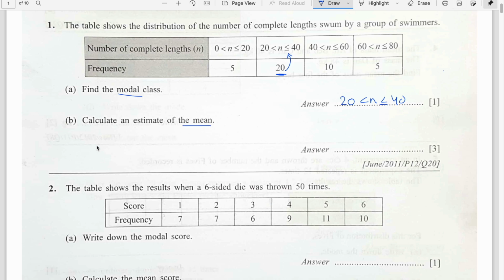Calculate an estimate of the mean. So the mean is summation fx over summation f. So 5 into which number? 5 into 10, right? Plus 20 into 30, 50. Last one, Haris. 70. Very good. We use the midpoints.